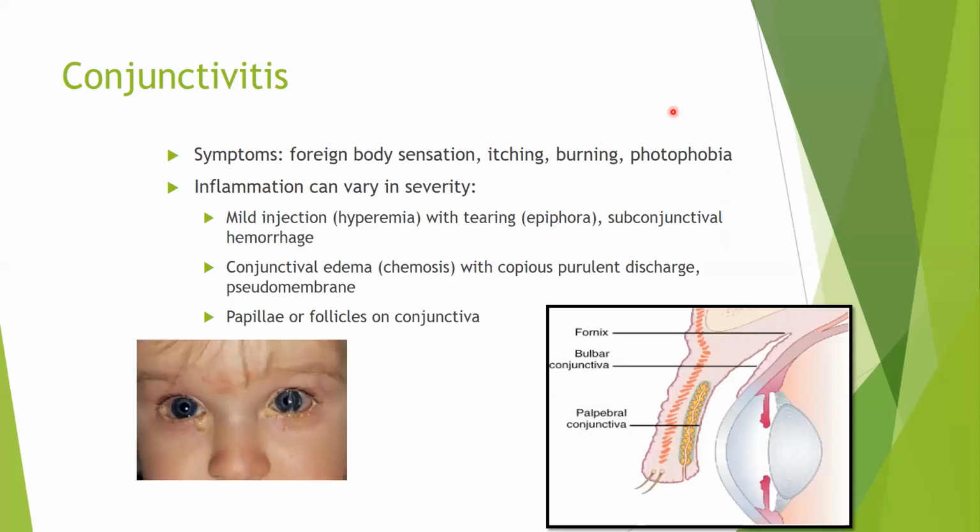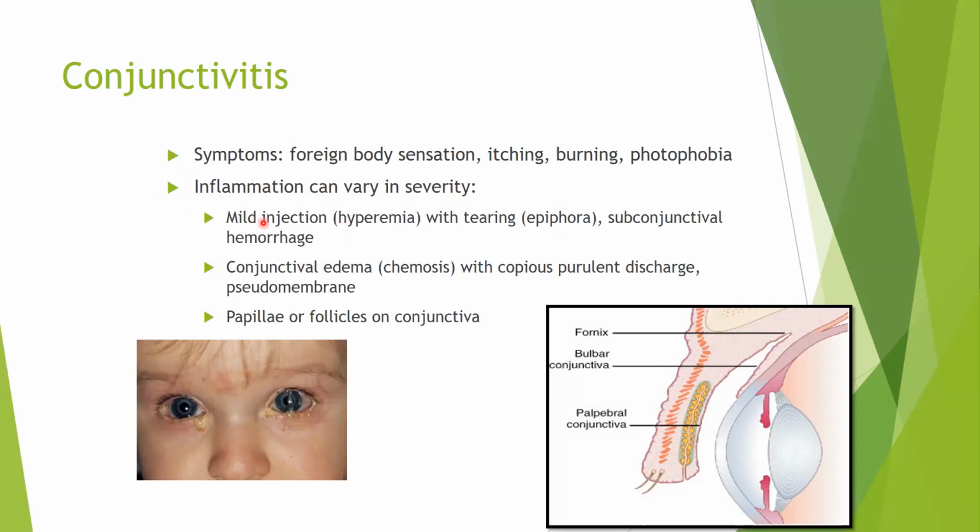All right, so conjunctivitis. Symptoms of conjunctivitis include foreign body sensation, itching, burning, and photophobia. You guys have probably all had pink eye or conjunctivitis. This is really common, and you've probably all seen it. So the history for this is usually, you know, my child had a red eye, they went to bed, they woke up and their eyelids were matted together. That's kind of the hallmark of a bacterial conjunctivitis.